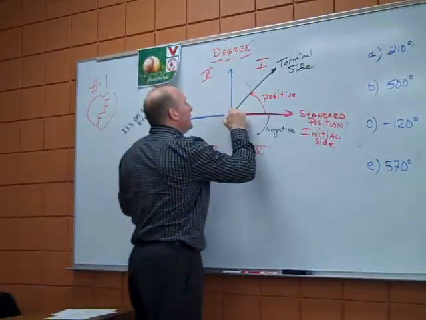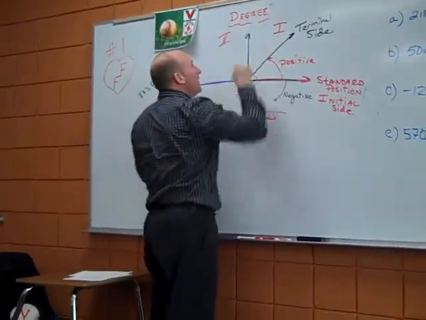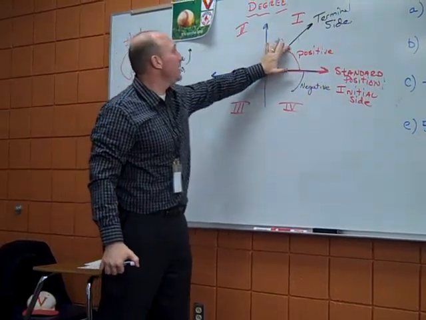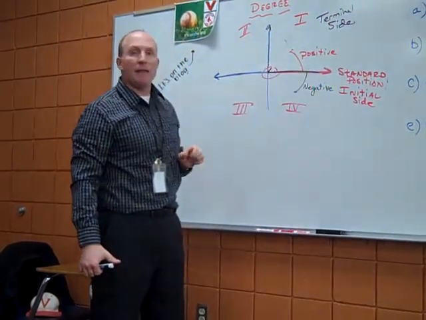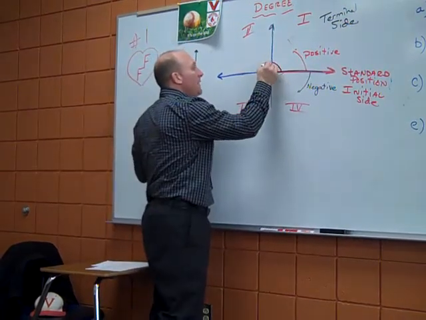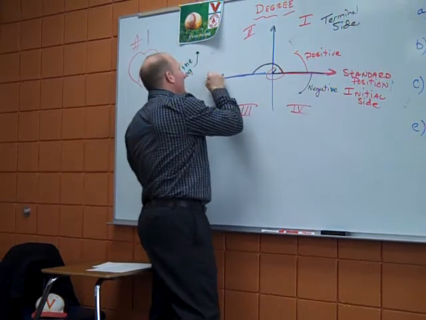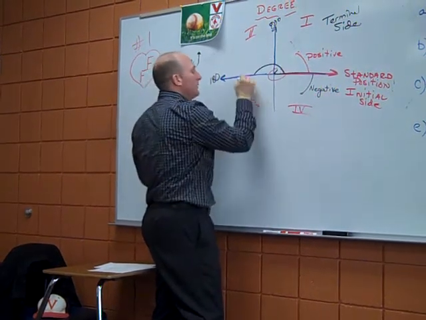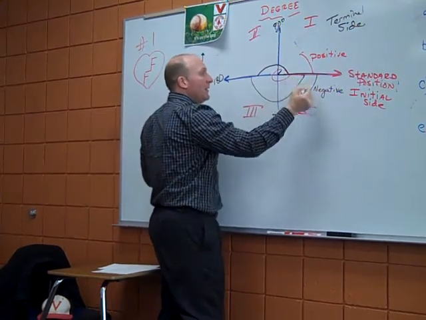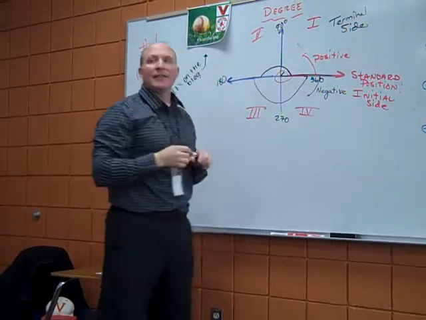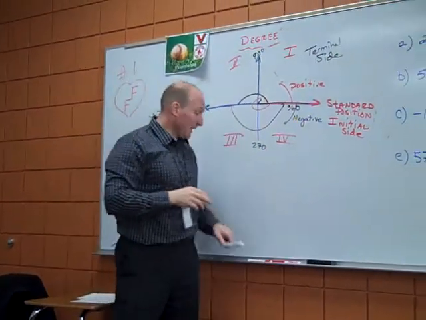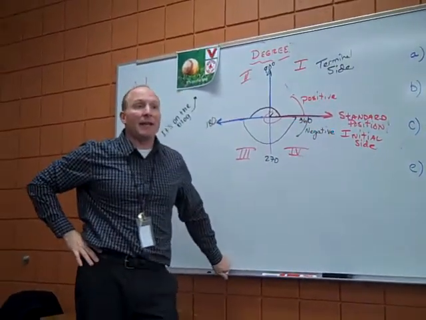Here's our initial side. What if I went with this? What kind of angle is that? There's my terminal. Now what? 90 degrees. What if I kept going? Now where am I at? 180. And if I keep going? 270. And if I keep going? 360. 360 and what are the exact same? 0. Awesome.